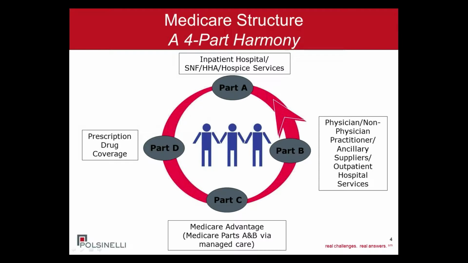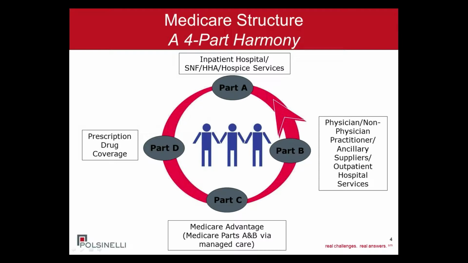Part A covers inpatient hospital stays, skilled nursing facilities, most home health benefits, and hospice care. For most beneficiaries, there's no Part A monthly premium. They are entitled to premium-free Part A by having paid into Social Security. But the Part A benefits are subject to a deductible of about $1,300. And don't worry, we are going to go into a lot more detail about what all of these are, but I just wanted to start at a very high level here.